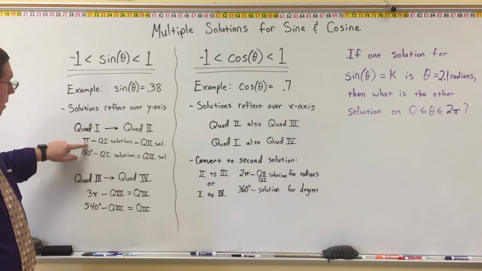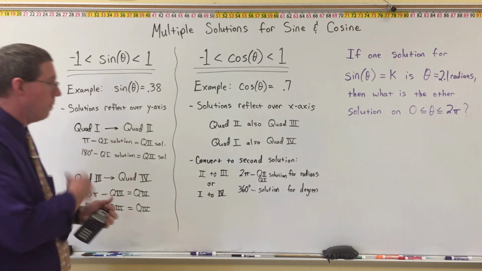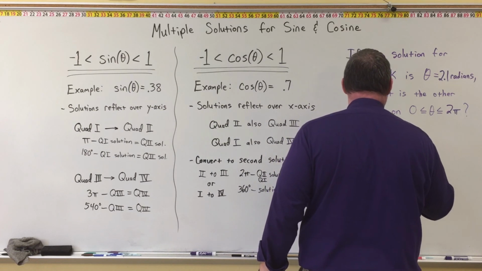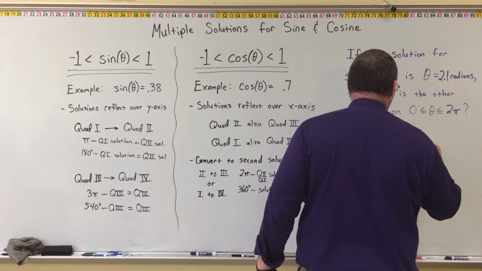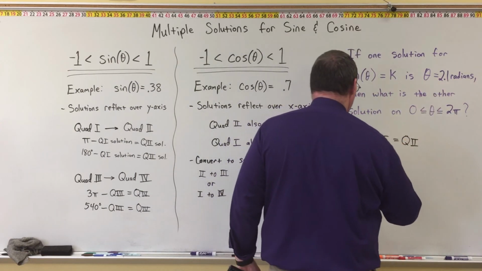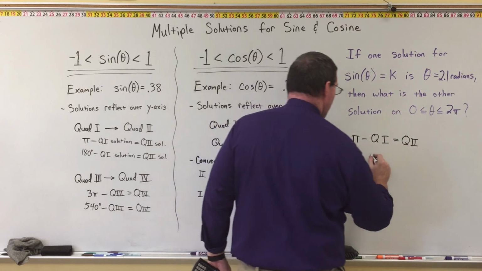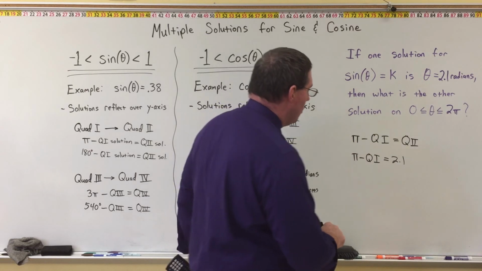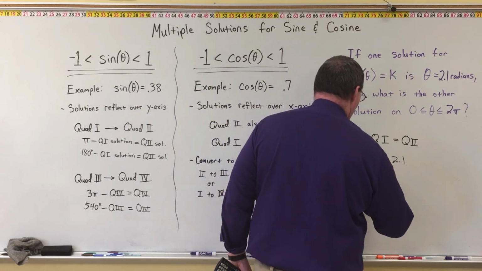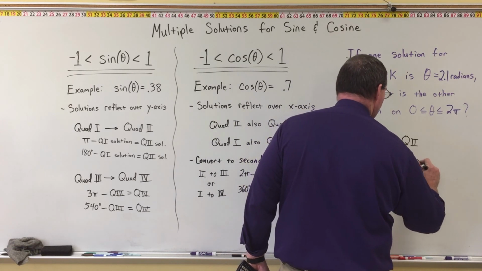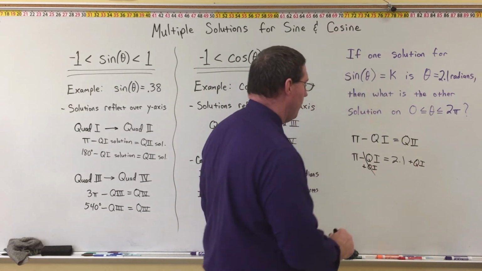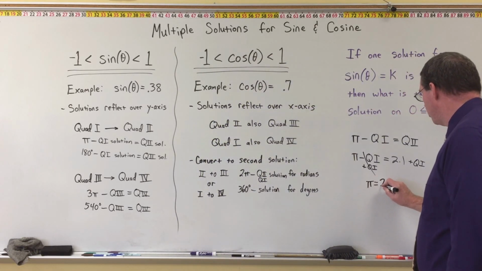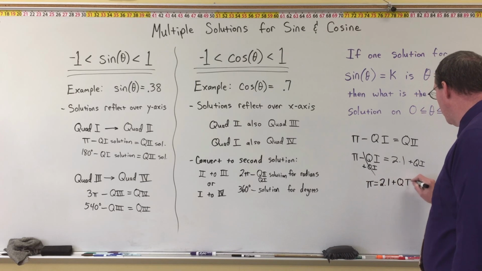So what we're going to do is take pi minus quadrant 1 is equal to quadrant 2. We have the quadrant 2 solution, which is 2.1 radians, so pi minus quadrant 1 is equal to 2.1 radians. Now we can add quadrant 1 to both sides, just doing a little bit of algebra here. Cancel on the left, and now we have pi is equal to 2.1 plus the quadrant 1 angle.